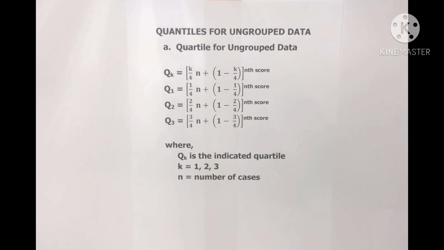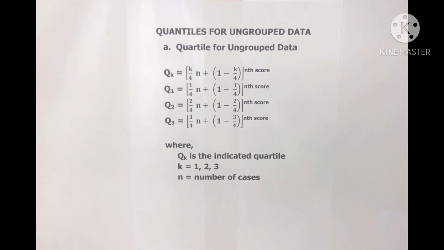Number 2, we have decile. It is a score point that divides the score in the distribution into 10 equal parts. And number 3, we have percentile. It is a score point that divides the score in the distribution into 100 equal parts.